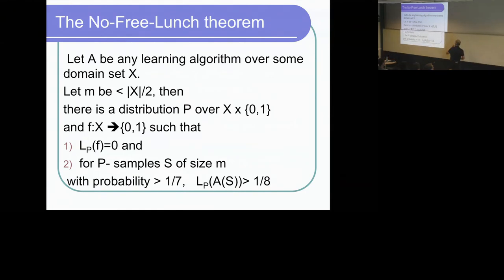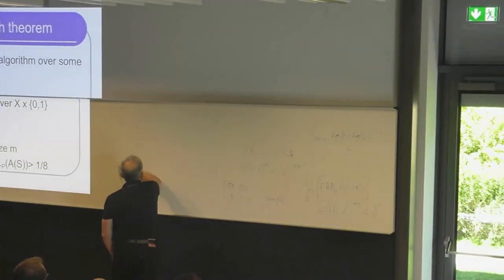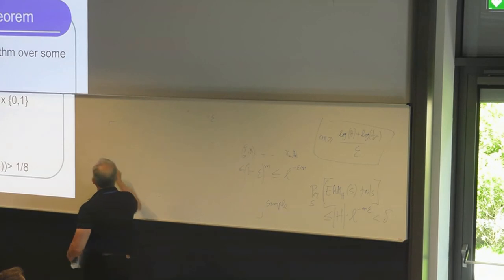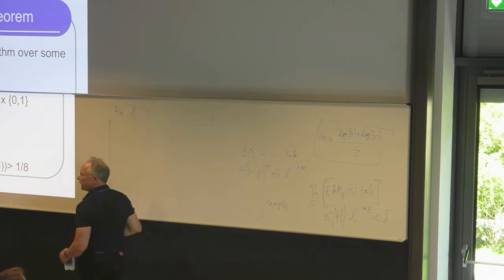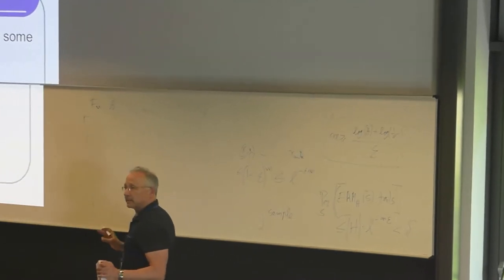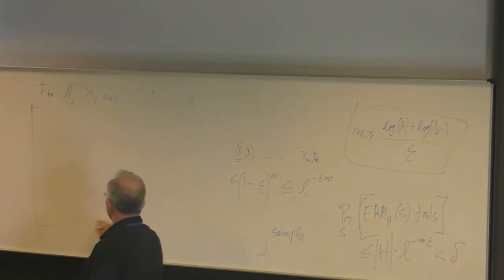So the idea is a very generic argument, which says the following. We are going to draw a very big table, where we fix our algorithm A, and we fix our domain X, and we fix the sample size M. And we assume that the sample size is less than half of the universe. We fix the universe.